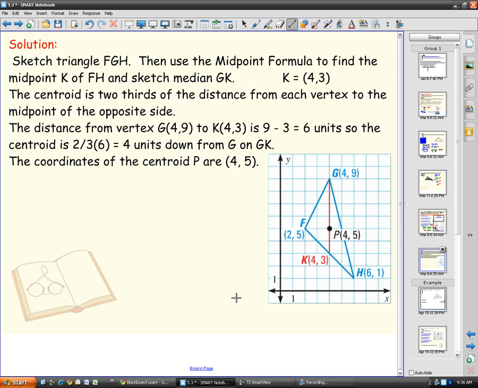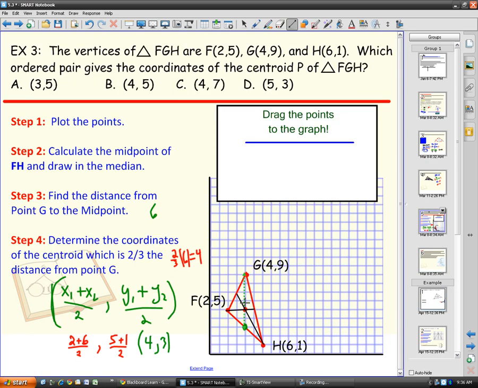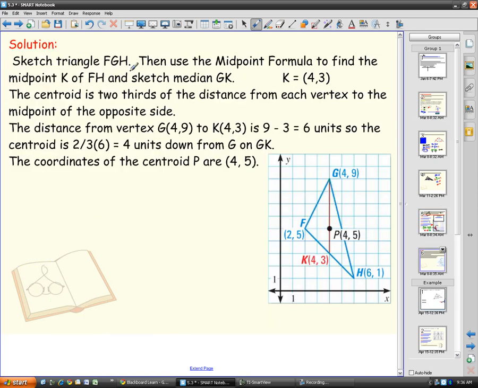Oh, whoops, and I should go back. So the point that they're looking for, they're asking us for the coordinates of the centroid, which looks like 4 over and 1, 2, 3, 4, 5 up, and so that would be (4, 5). Okay, and that was the answer they were looking for. And you can see that by the solutions on this page too, so you can look at them. I'm not going to do anything else there.